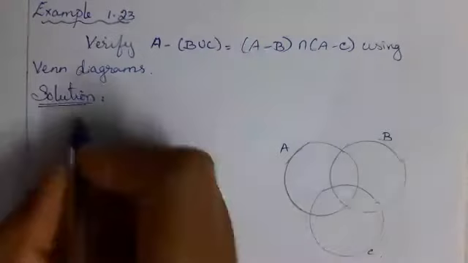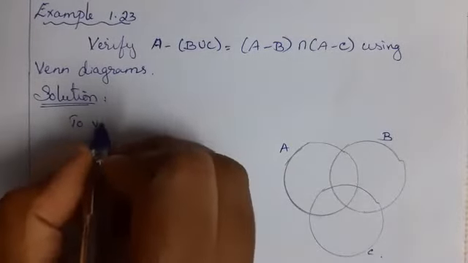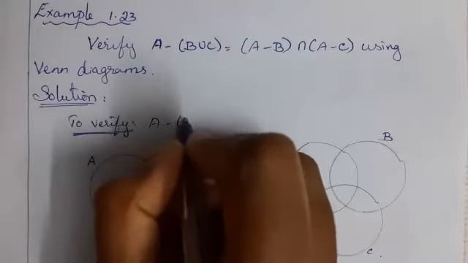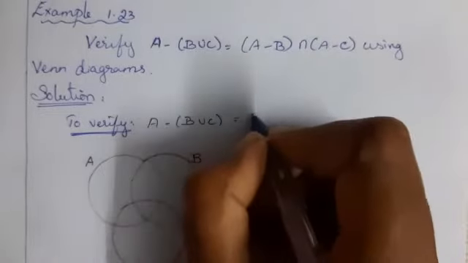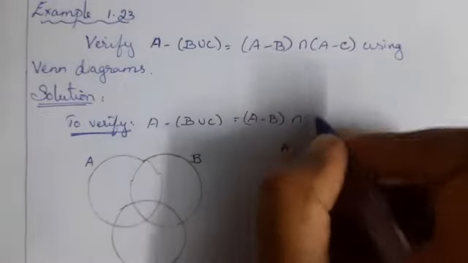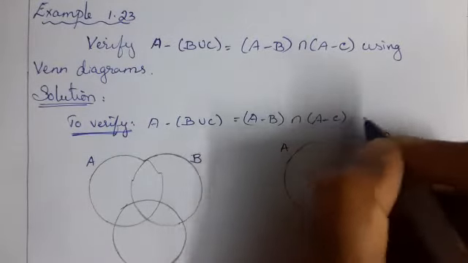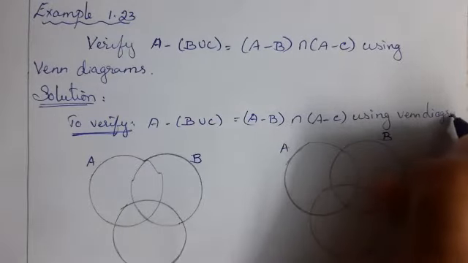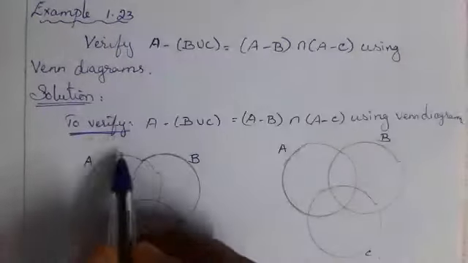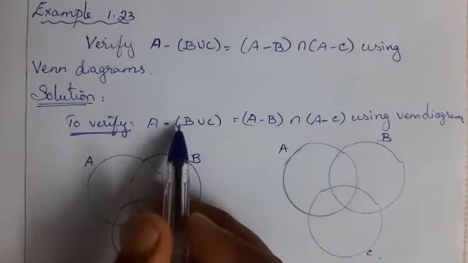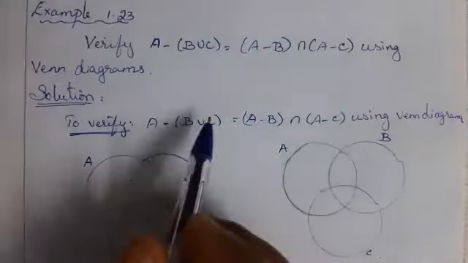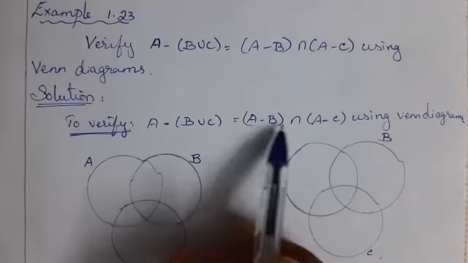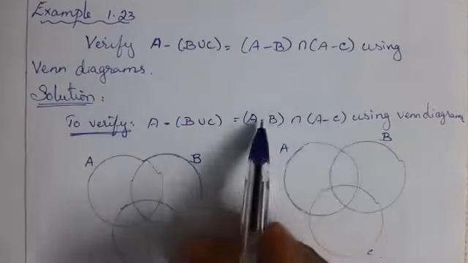Now, first write: to verify A minus B union C is equal to A difference B intersection A difference C using Venn diagrams. For this, first take the left hand side. For the left hand side, you must draw two diagrams. Then do the right hand side. For this, you draw three diagrams. First A difference B, second A difference C, then find the intersection.